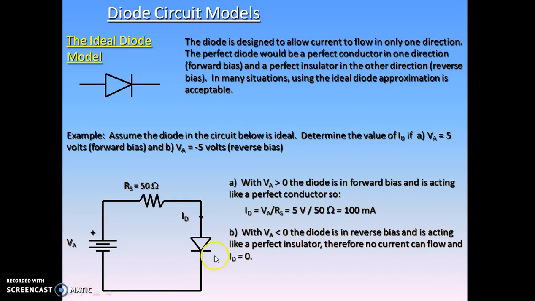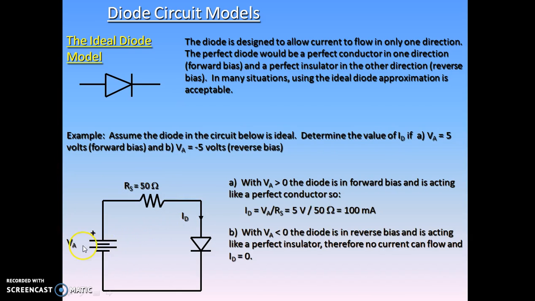Okay, so there is an example. Assume the diode in the circuit below is ideal. This is the ideal diode. Determine the value of ID when VA is equal to 5 volts and VA is equal to minus 5 volts. So what will be the value of ID?